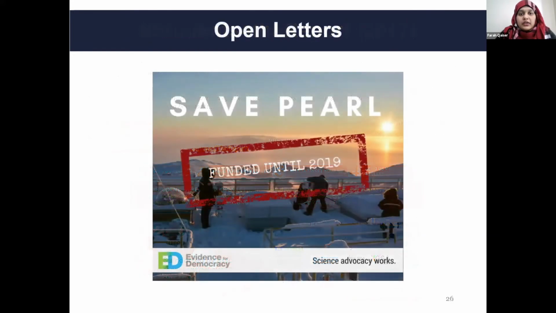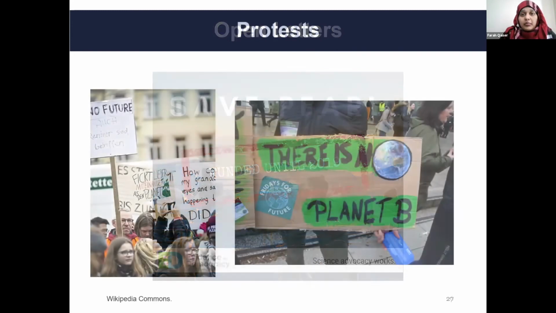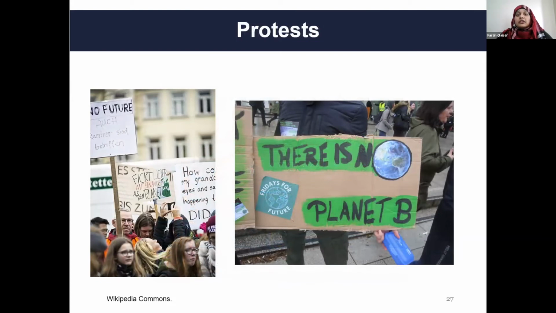But not everything. Another example of an open letter is the Save Pearl campaign. So this was Evidence for Democracy trying to advocate for the Pearl station to remain open. But not everything has to happen at a national level. There's also things like protests for, this is the Fridays for Future marches that were happening every Friday.